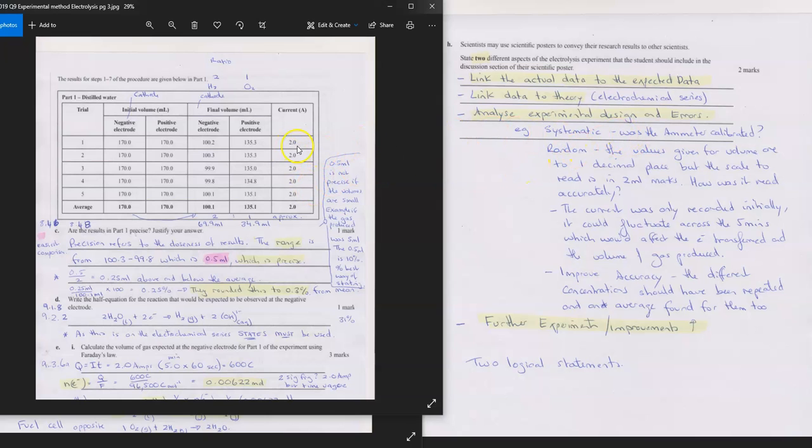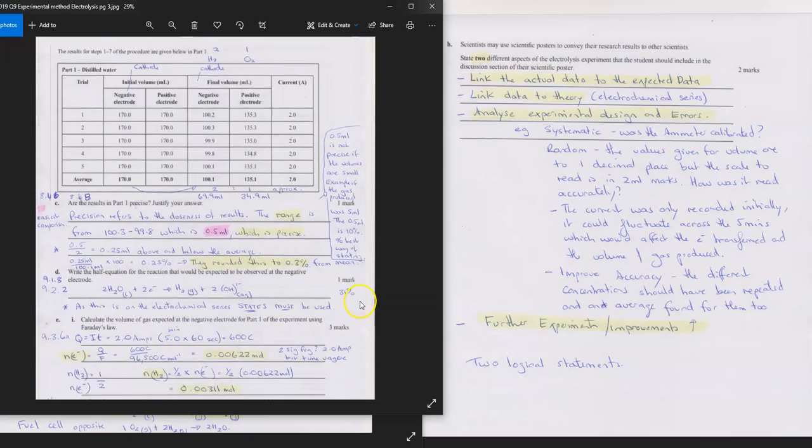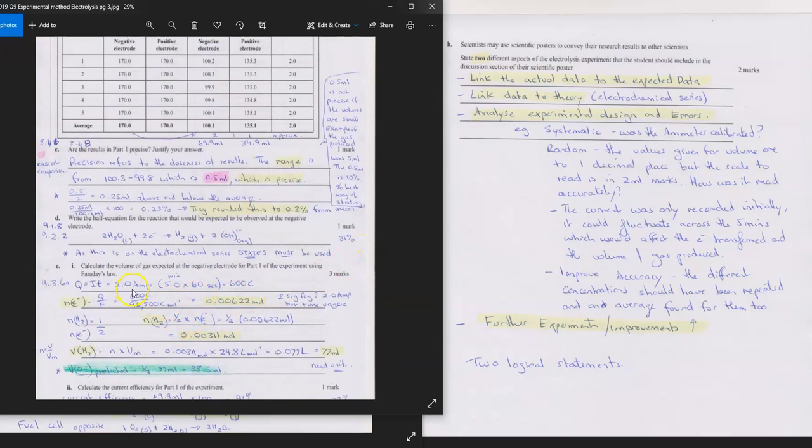So is this accurate? Was it calibrated? Could it be recorded not only initially but over a period of time? So could you improve the method? Because you're basing your prediction here on a stable 2 amps.